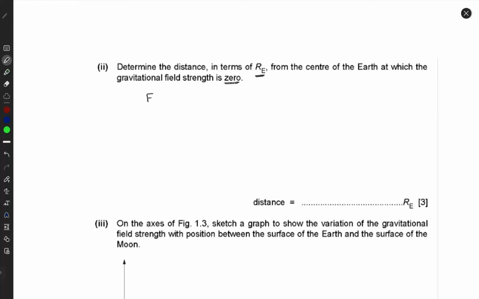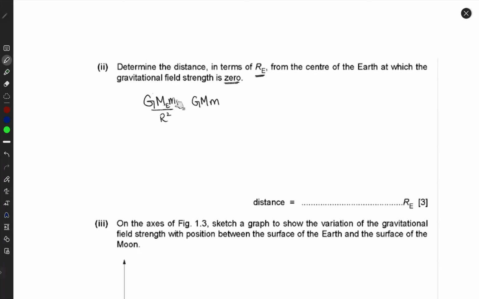So I can say that one of the forces would be GMm by r squared, or let's just call it x squared, it doesn't matter, you can call it r squared, is equal to GMm by the other distance squared. Note that over here, capital M is the mass of the Earth and small m is the mass of the Moon.